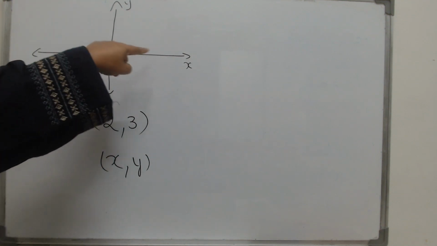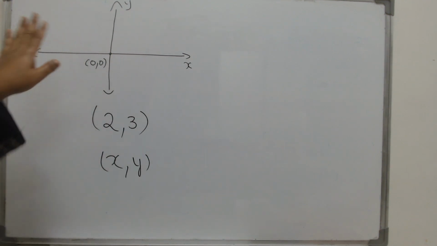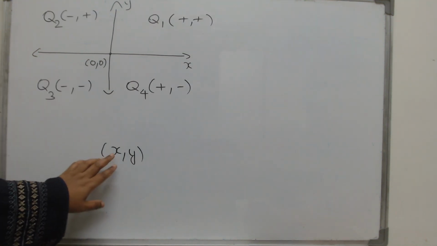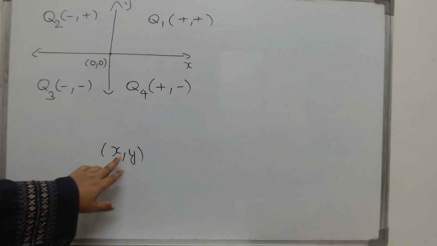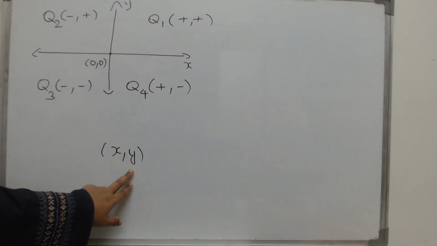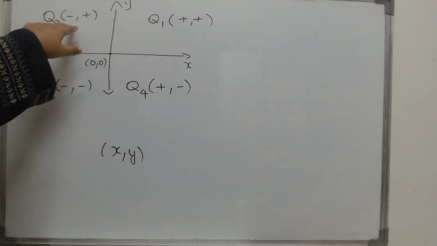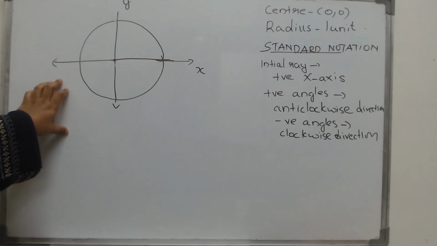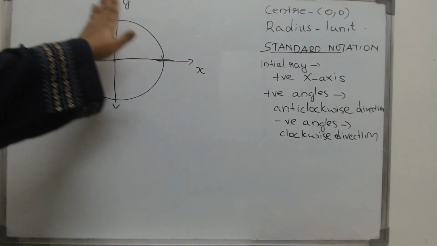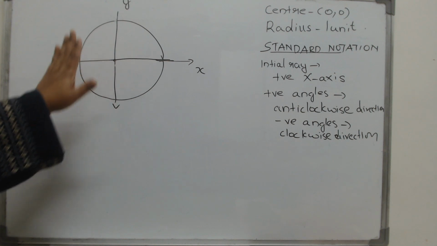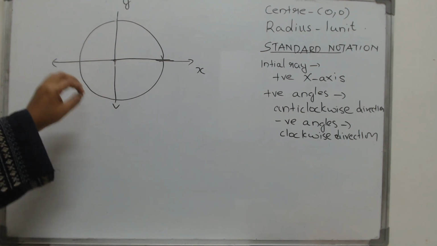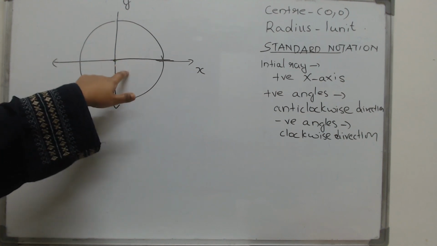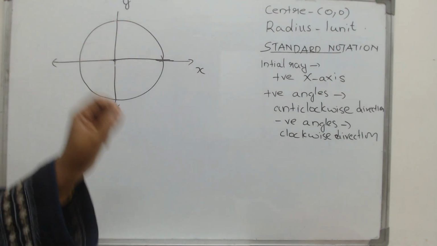And what do these two axes do? They divide the plane into 4 quadrants. And the sign of the x coordinate and the y coordinate depends on which quadrant it falls in. Now to the main topic on hand, our unit circle. This is what we have been so far talking about. A simple circle. In the xy plane, its center is the origin and its radius is 1 unit.